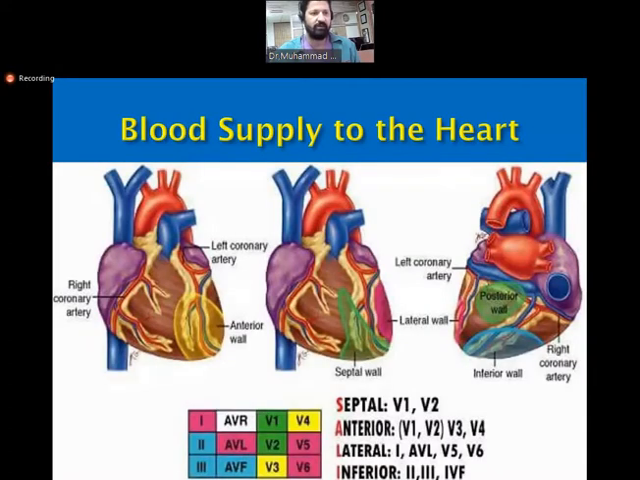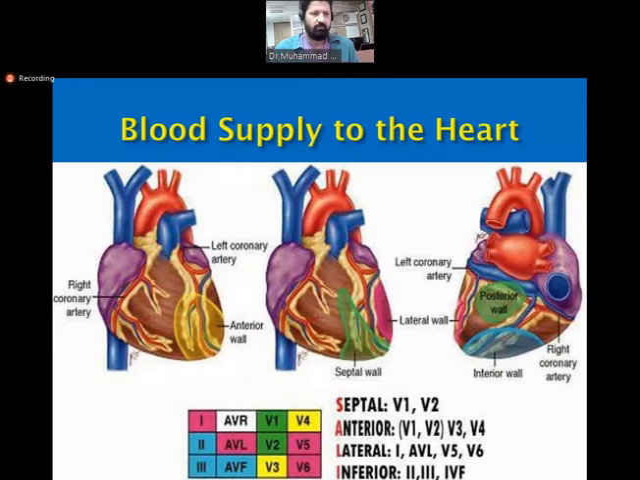Let's see in this diagram that the heart has mainly three walls, that is anterior, lateral, and inferior. The anterior is further divided into septal and pure anterior. So we will take only anterior, lateral, and inferior. These different territories are supplied by different arteries. The anterior or anteroseptal wall of the heart is supplied by LAD. The inferior wall of the heart is supplied by the right coronary artery, while the lateral part of the heart is supplied by the circumflex or diagonal arteries, which are branches of LAD.